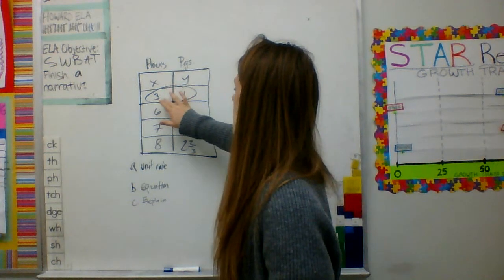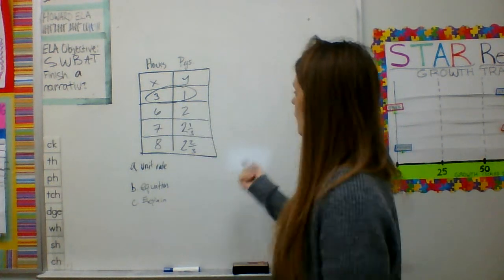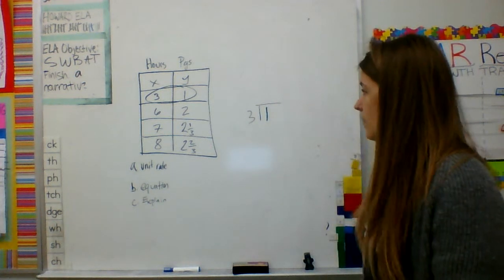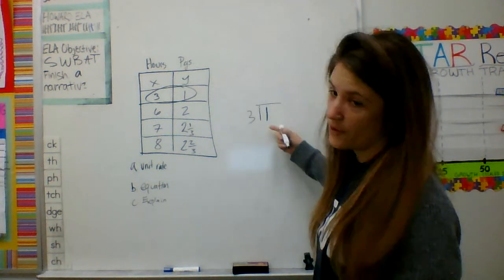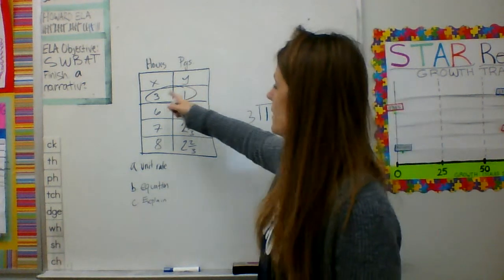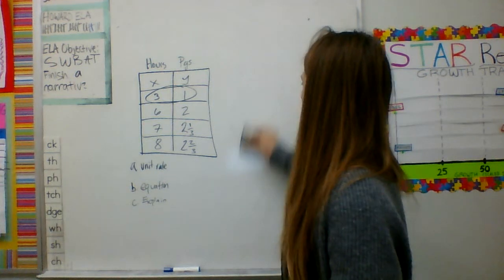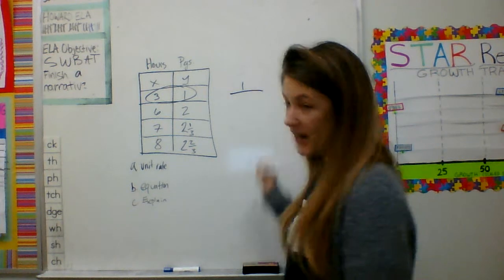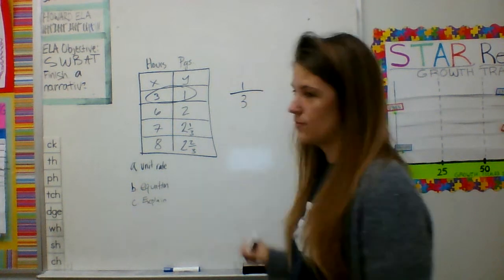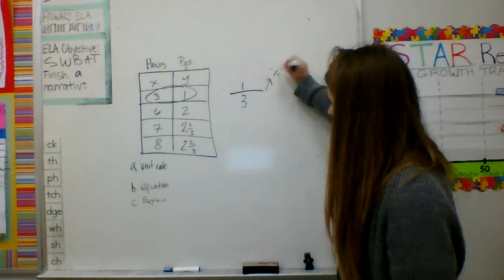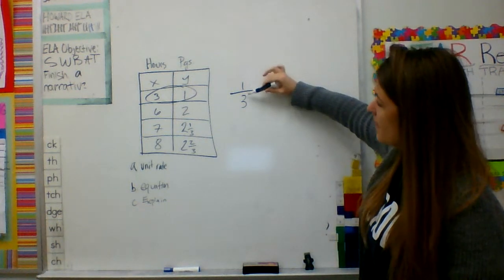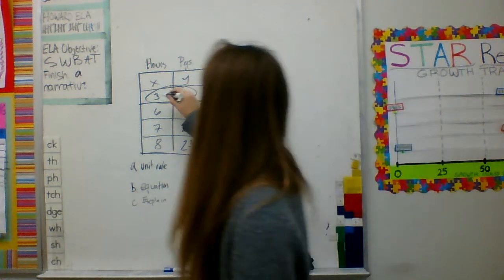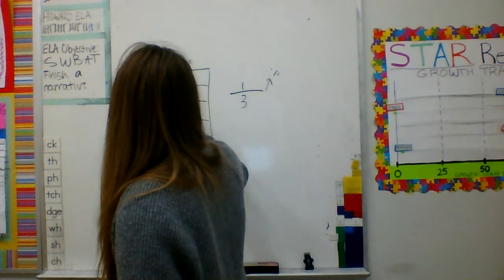So I know that I can do it the other way around. I can take my y and divide it by my x. Now I could do this, 1 divided by 3. But I also know there's another way to write this. This is my y divided by my x. So I'm going to take my y, which is 1, and divide it by my x. This means to divide, right? 1/3 is my constant rate. Each of these is being multiplied by 1/3.